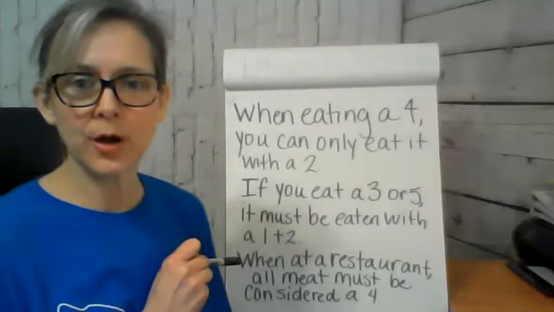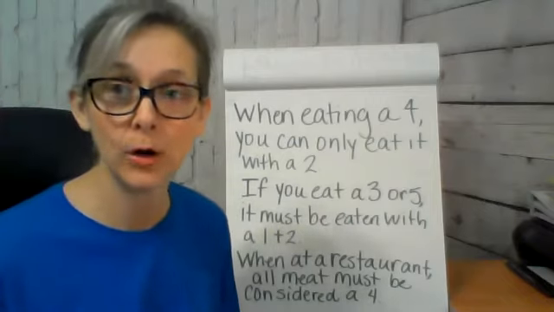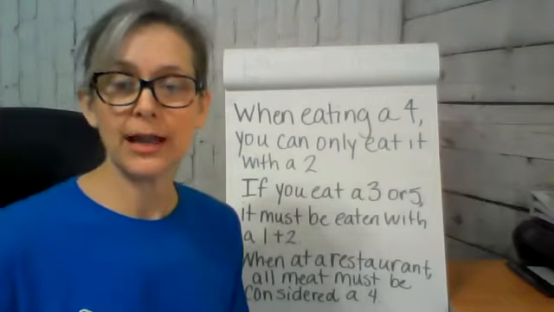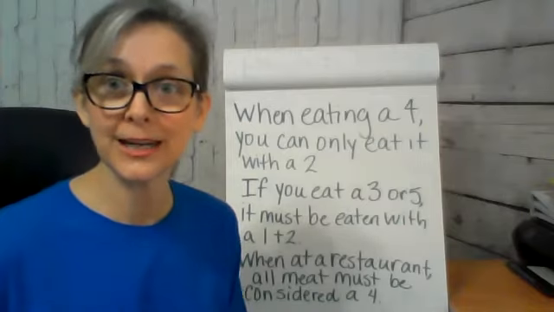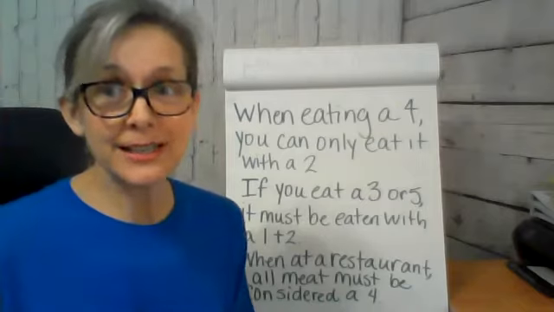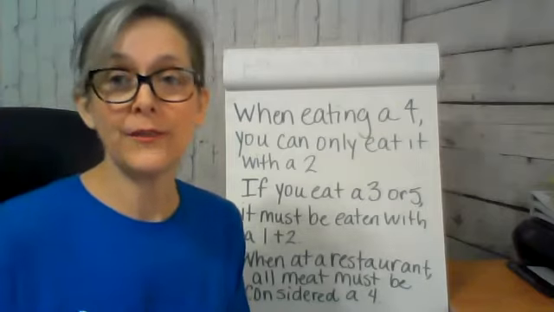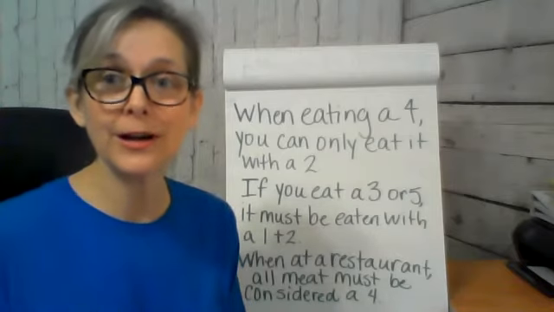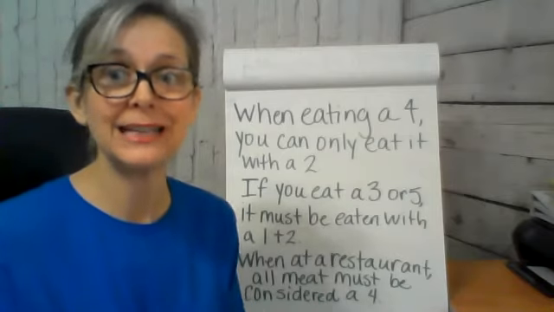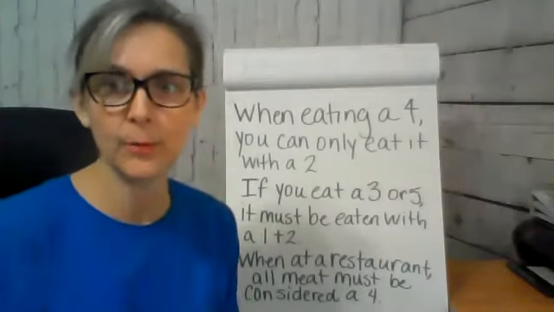When you're at a restaurant, you must consider all meat a category 4. So let's say you're going to go to the restaurant and you say, I want to order some chicken because I want to get a lean protein. You just have to consider that a category 4, and here's why. We don't know the oil that they cooked it in. Therefore, it is no longer a lean protein. It's a lean protein plus fat because they cooked it in an oil that's probably not approved.